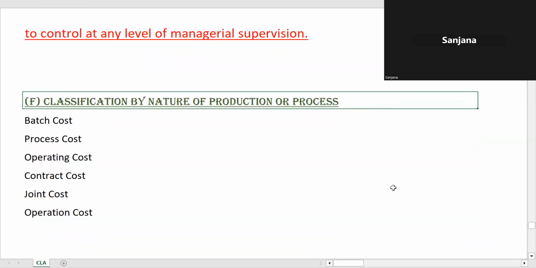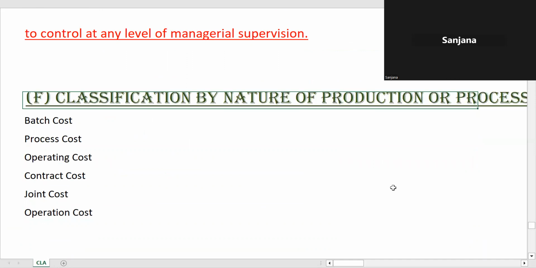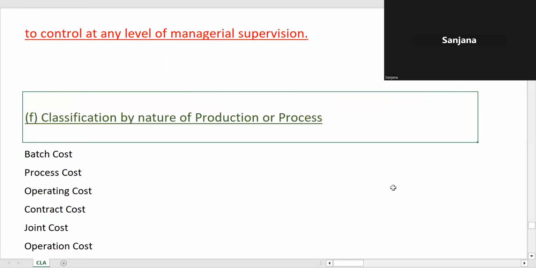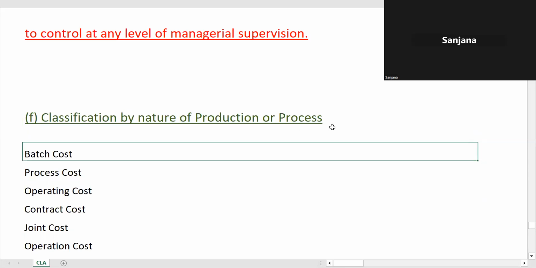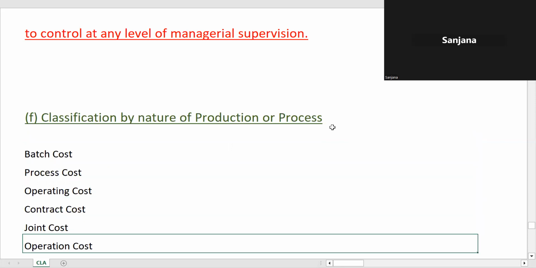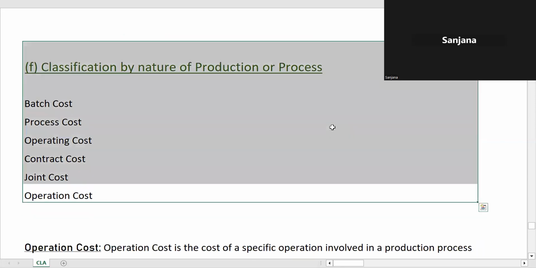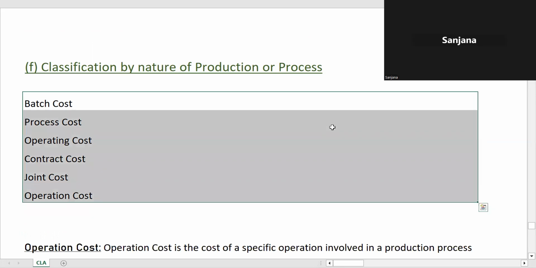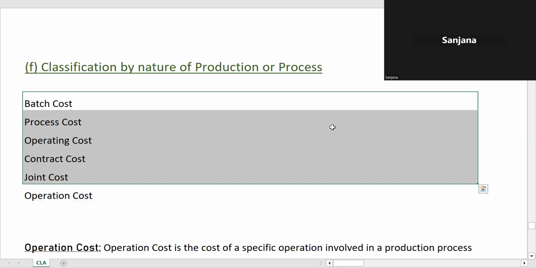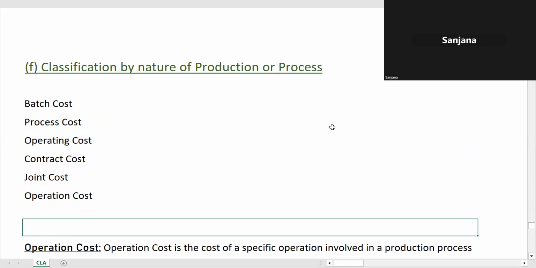Then the next nature of classification is nature of production or process. This is nothing but your methods of costing. Nature of production or nature of process means methods of costing. So all these batch cost, process cost, operating, contract, joint operation we will be studying in detail in your methods of costing, which is a 30 marks part for you. Which is why we will not talk about this at this stage. Yeah, the last one, which is operation cost.